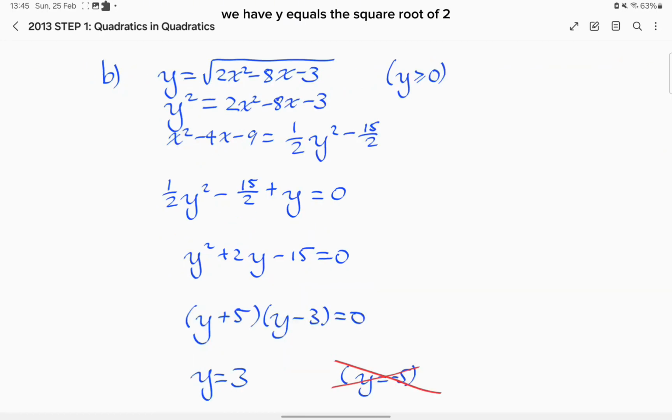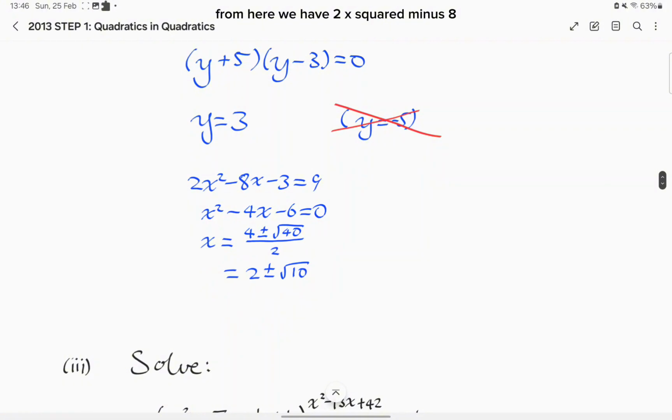Part B. We have y equals the square root of (2x squared minus 8x minus 3), where y is greater than or equal to 0. From here, we have y squared equals 2x squared minus 8x minus 3. X squared minus 4x minus 9 is equivalent to half of y squared minus 15 over 2. We therefore have half of y squared minus 15 over 2 plus y equals 0. Y squared plus 2y minus 15 equals 0, and therefore (y plus 5) multiplied by (y minus 3) equals 0. Y therefore equals 3, and y cannot equal negative 5 because negative 5 is less than 0.